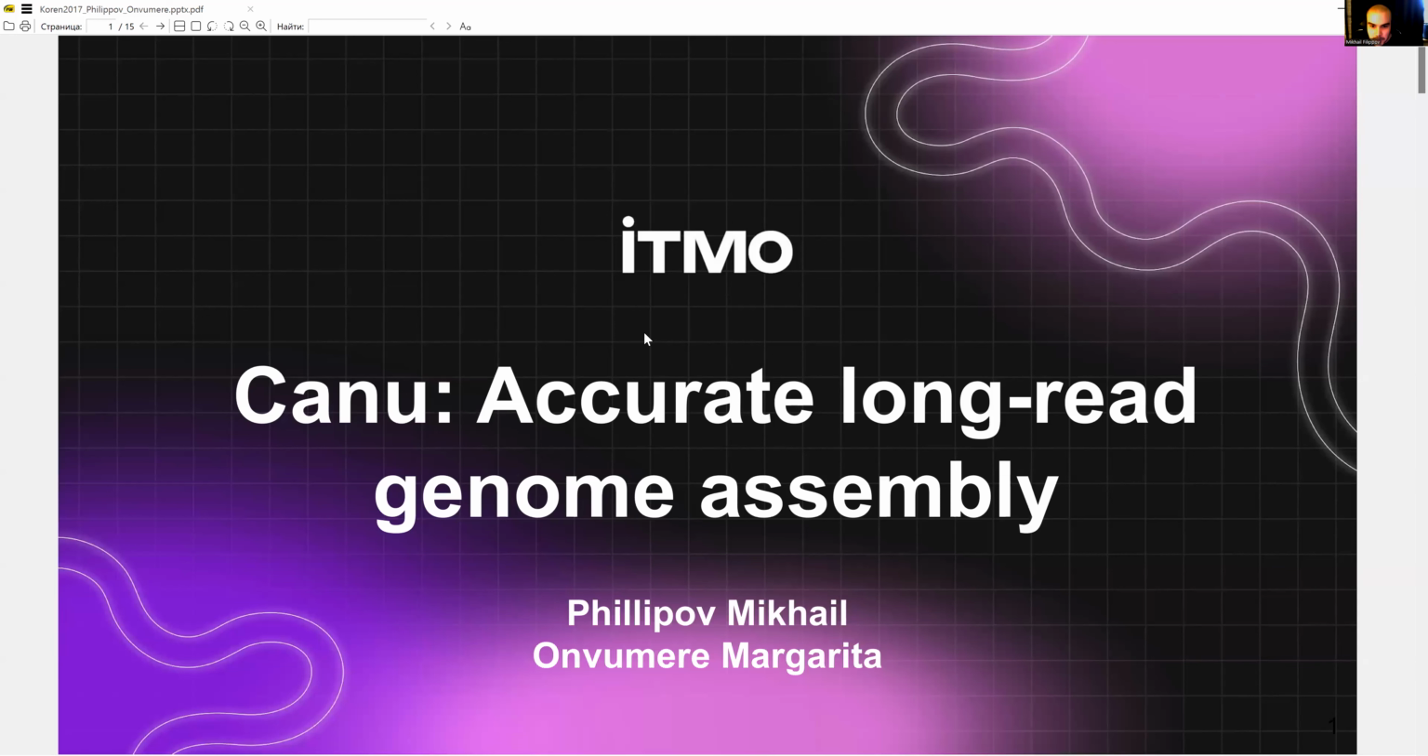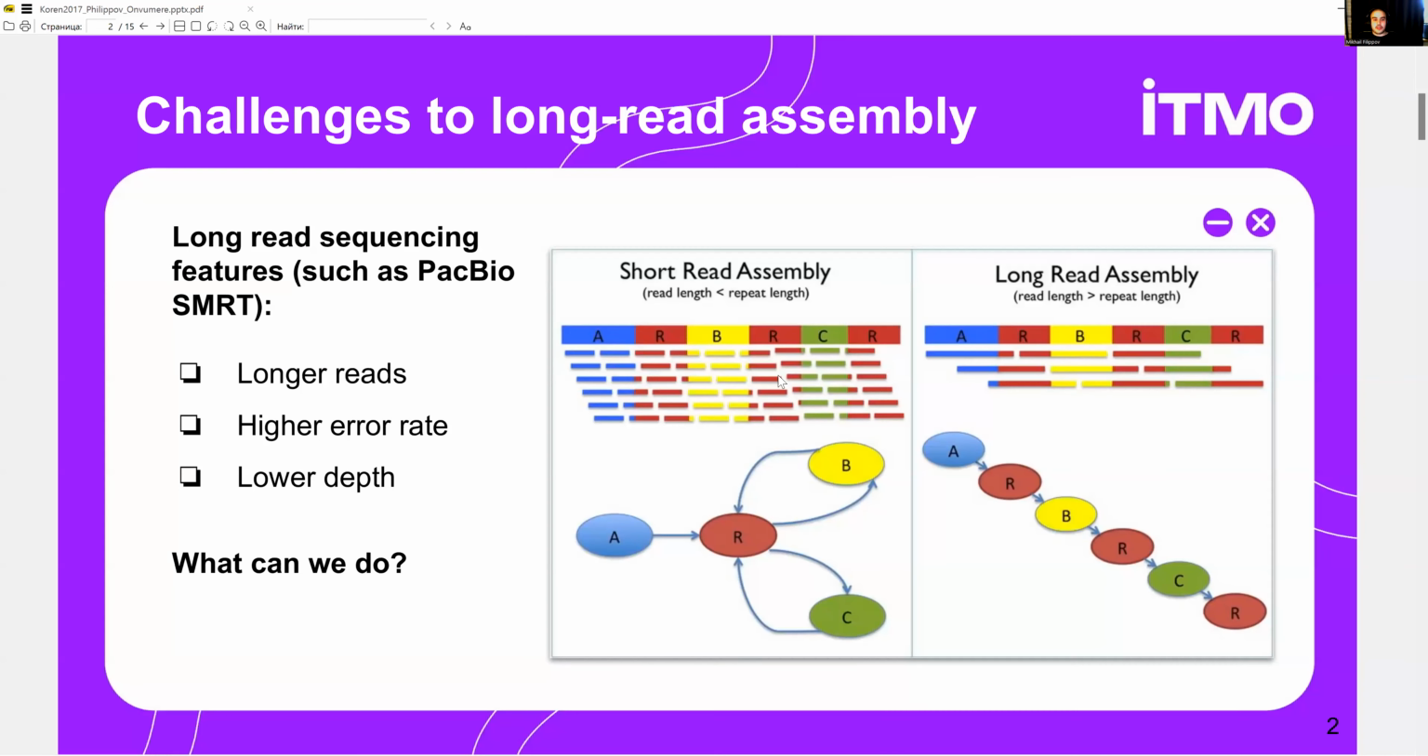Hello everyone, today we're going to tell you about Kano, which is an assembly tool for long read sequencing data specifically. Long read sequencing, such as PacBio single molecule real-time sequencing, has the biggest advantage, which is obviously longer reads, which can be helpful in resolving long repeats. But the disadvantages are the higher error rate for the reads, and usually lower depth of coverage.